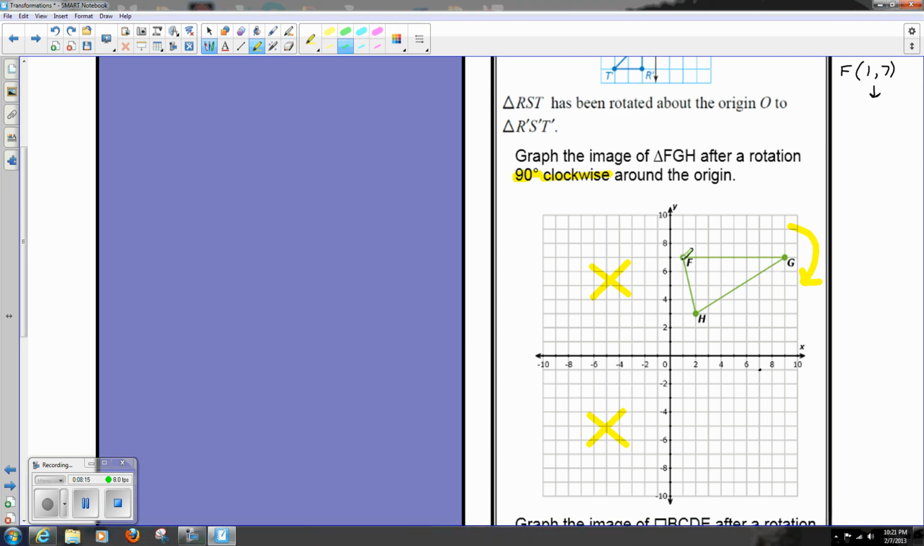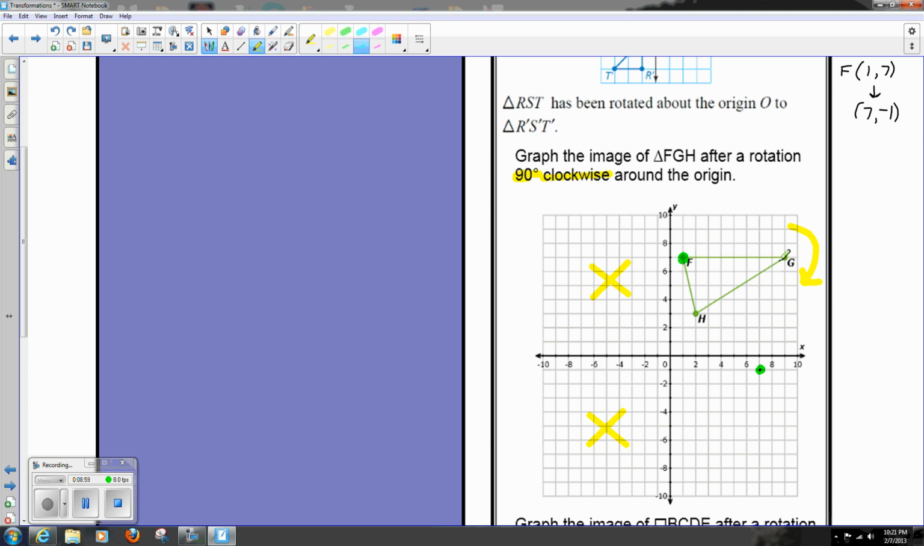I'm going to mark these two with the same color highlighter. So point F is going to rotate over to this point, which is actually point 7, -1. So you can see that when we did that turn, the 7 and the 1 had to trade places. And then because we were down here in quadrant 4, the x value is positive and all the y values are negative. So we have +7 and -1. This is the x value, this is the y value. Let's try that on our next point.